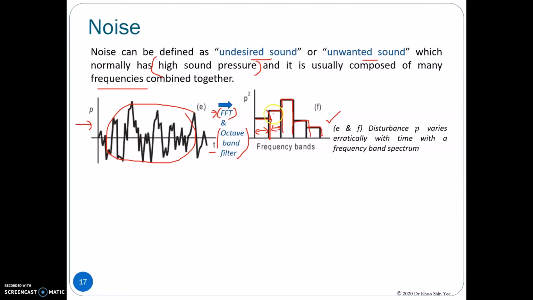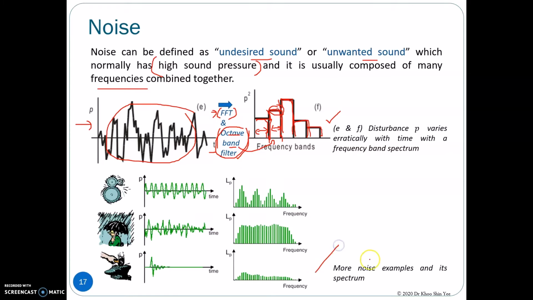For example, in this case, the frequency range is from here to here, and we use the bandpass filter in order to obtain this value. We will discuss more about the octave band filter in the measurement chapter. At the moment, bear in mind that for the sound spectrum, we have frequency bands like this, and these frequency bands are obtained by using the octave band filter.